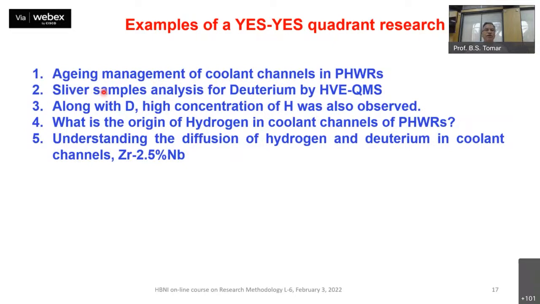These sliver samples, scooped out at very few 100-micron thickness, are brought to the laboratory, and by hot vacuum extraction and quadrupole mass spectrometry, we measure the deuterium content in these samples. But along with this deuterium, when the samples came to our laboratory, they also showed a high concentration of hydrogen, though PHWRs do not have any hydrogen.